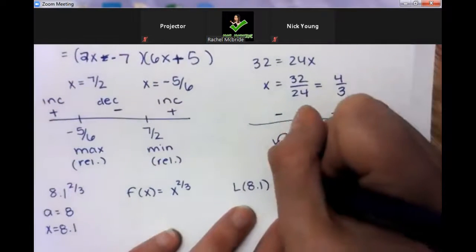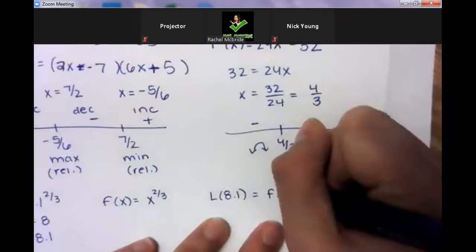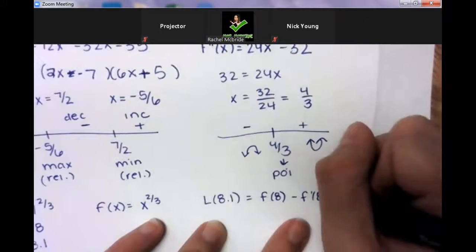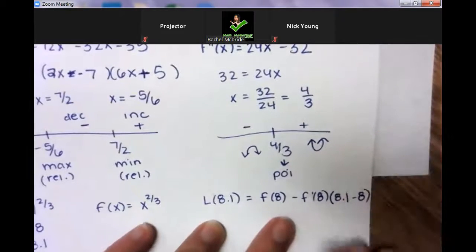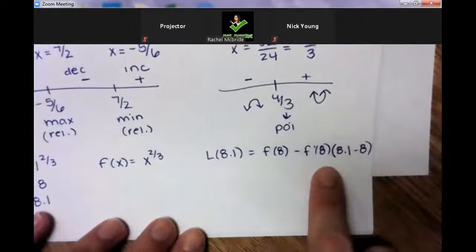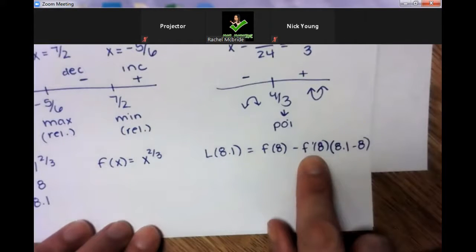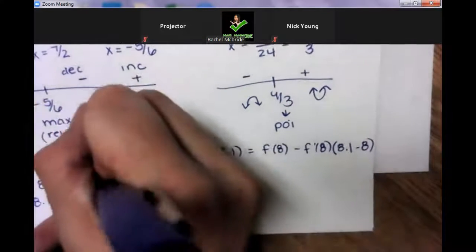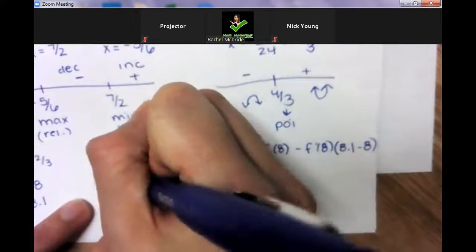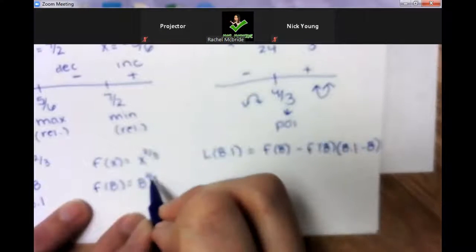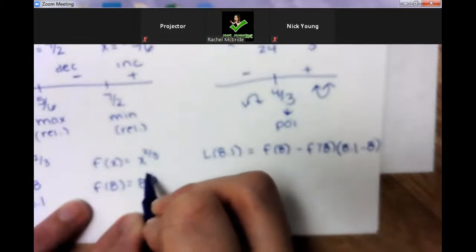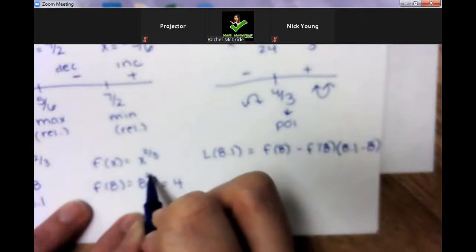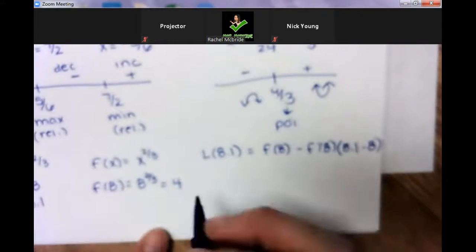So we're looking for L of 8.1. And then it's your f of a, so it'd be f of 8 minus f prime of 8 times x, which is 8.1 minus 8. So that's everything sort of plugged into your L of x formula. So that means I need to know what is f of 8 and what is f prime of 8. So the cube root of 8 is 2. 2 squared is 4. You could have also said 8 squared is 64, and the cube root of 64 is also 4.